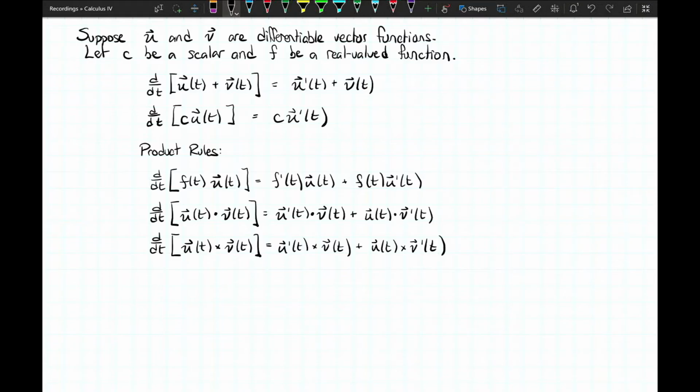And last but not least, we can take a look at a particular chain rule where the vector valued function could be a function of f of t.